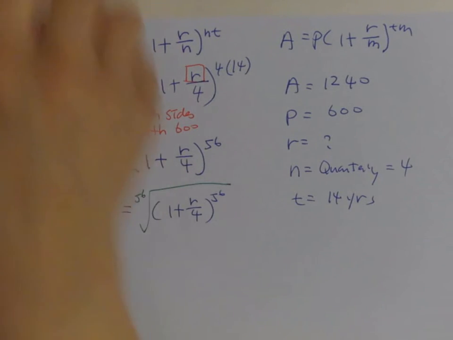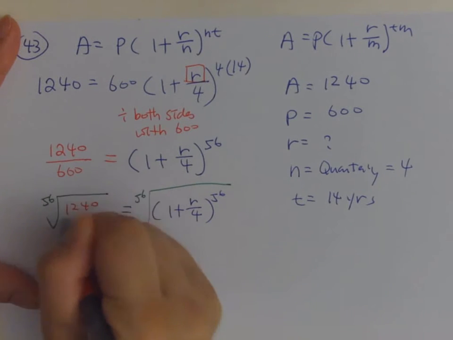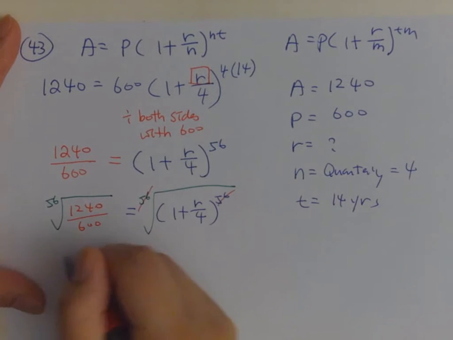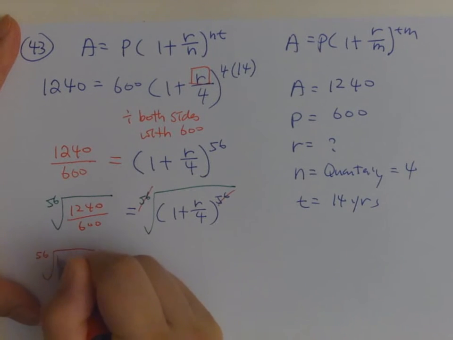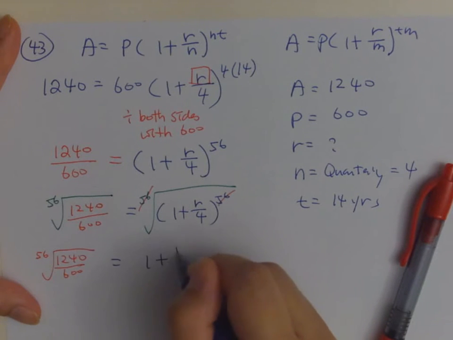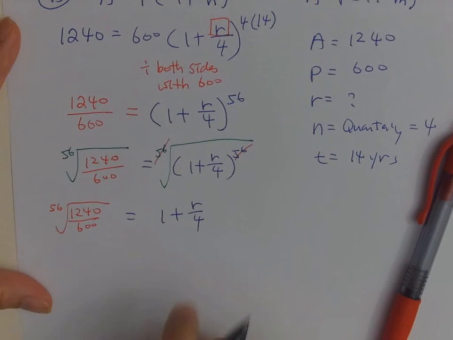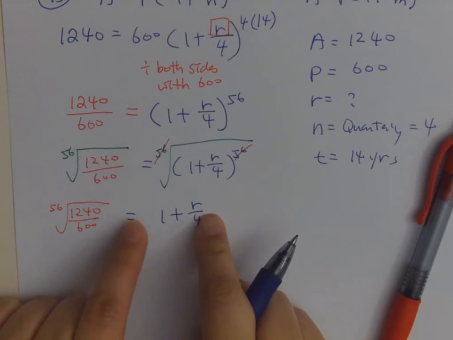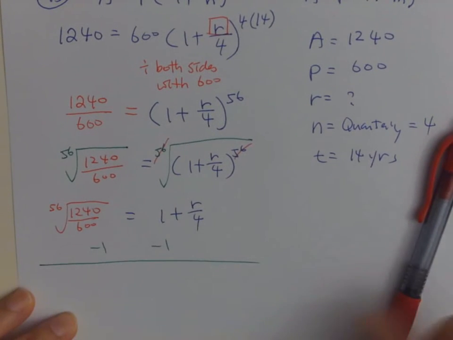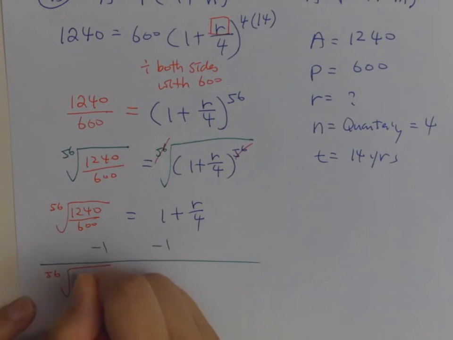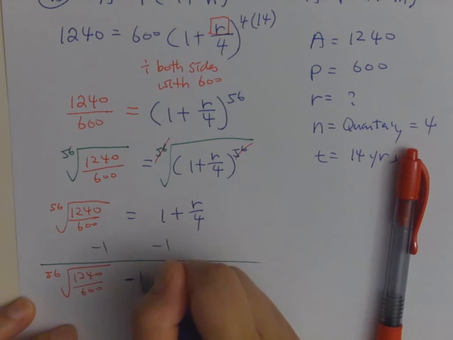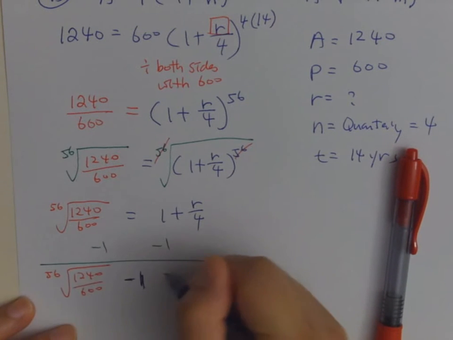Just let that fraction hang in there, sorry. 1240 over 600, right? And these two cancel each other, so I'm just going to leave the 56th root of 1240 over 600 here, equal to 1 plus r over 4. Okay, so I'm still solving for r, right? This 1 needs to go. This is adding 1, so if I subtract 1 from both sides, I would be okay, right? So just be careful: the 56th root and the 1 are separated, so subtracting 1 is outside of the root, okay? Equal to r over 4.